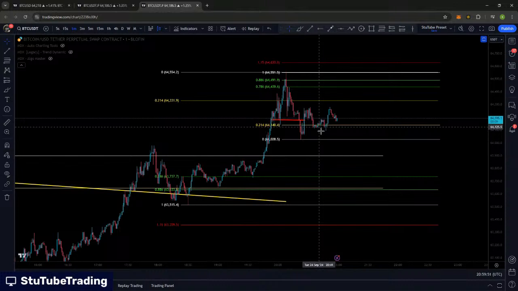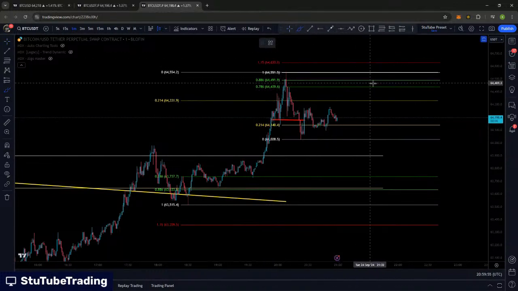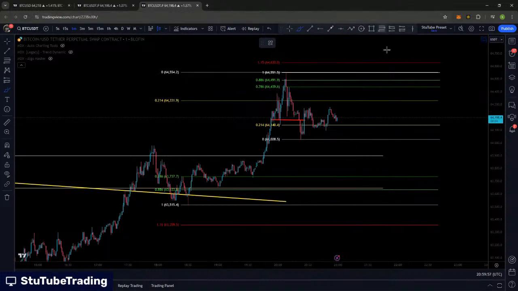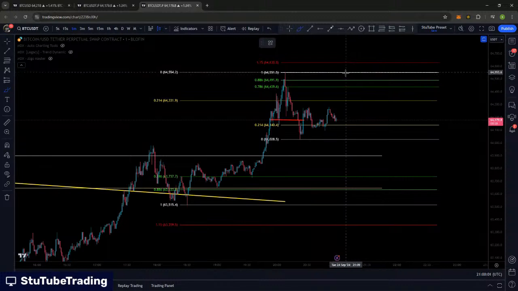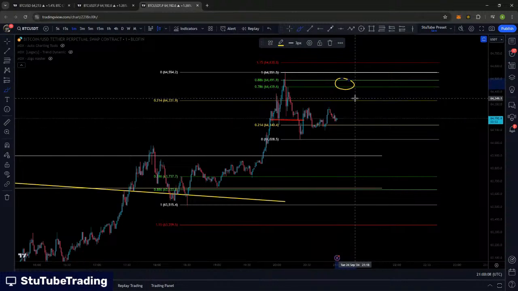Since we got that structure break, now is where I'm waiting for a pullback, right? It may not happen. And even if it happens, we may just blast right through and that position ends up getting stopped out. Whatever, that's fine. That's a part of trading. But I would be interested in hedging a short if we get back up to these levels around 64,440 to 64,490 kind of area.